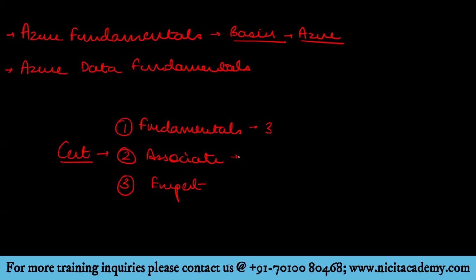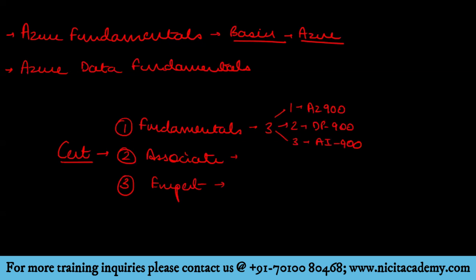Associate, I don't have an exact number, but there are multiple associate certificates also. I'll tell you certain examples. And then for expert also, this is like the third level, or if this is L1, this is L2, and then this is L3 of certification. Now, when you talk about fundamentals, Microsoft itself offers three fundamental certificates to you. One, AZ 900, second, DP 900, and the third is AI 900.